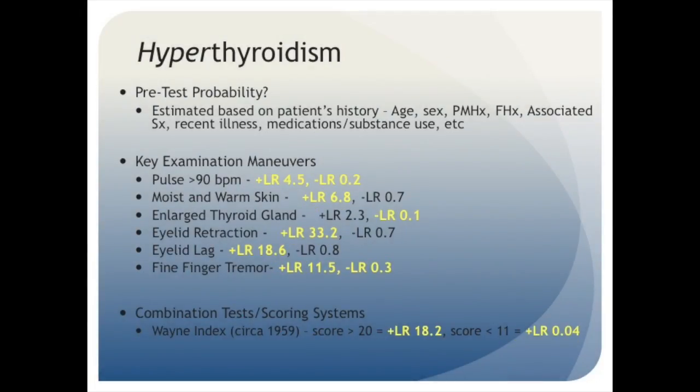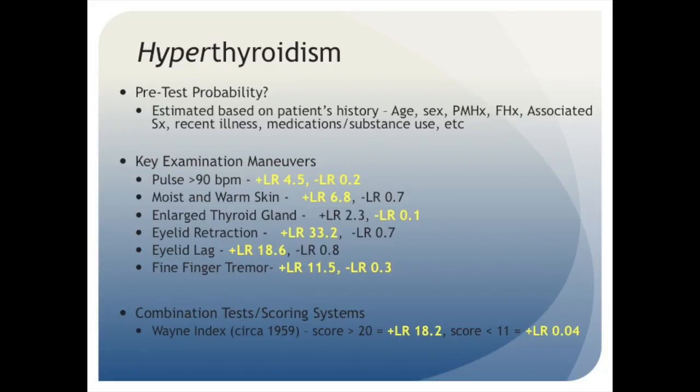So in evaluating the patient with suspected hyperthyroidism, again we start with our pretest probability, which is our best guess as to whether or not we believe this patient does have hyperthyroidism and how sure we are that we're right, expressed as a percentage. And again, this is based on aspects of the patient's history, such as their age, past medical history, recent illnesses, medications, etc.